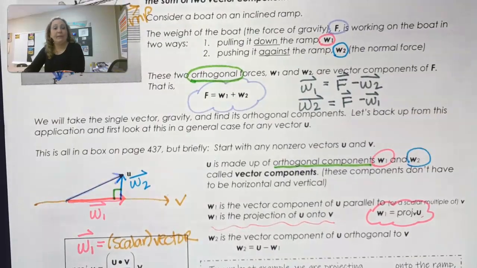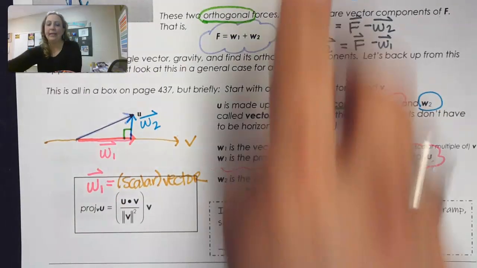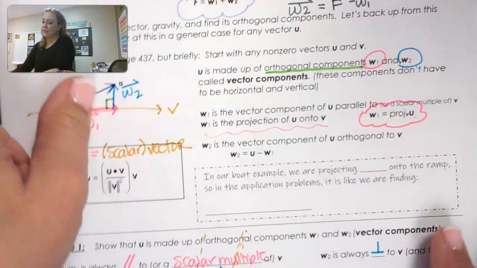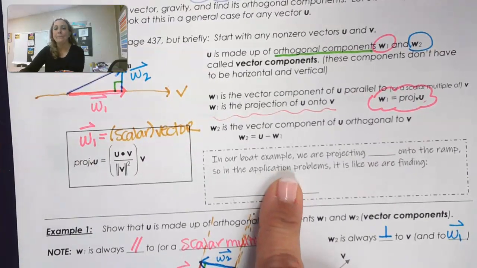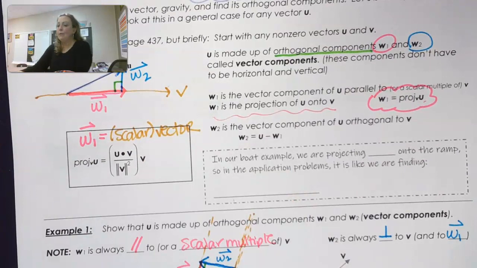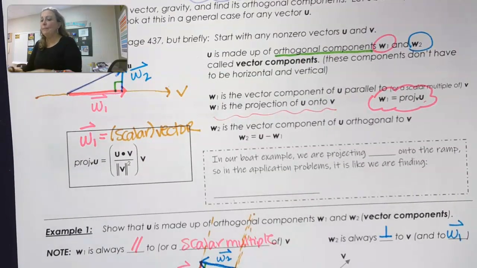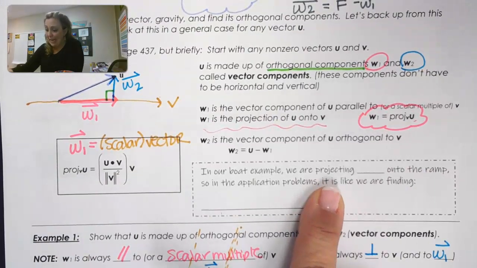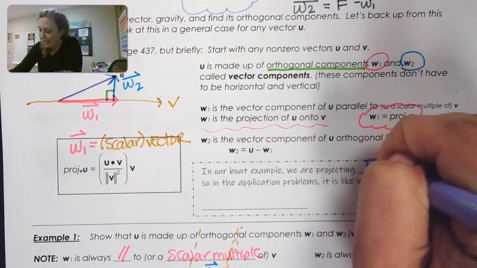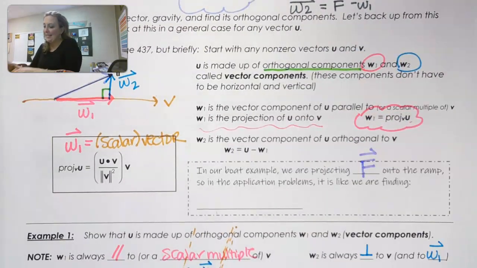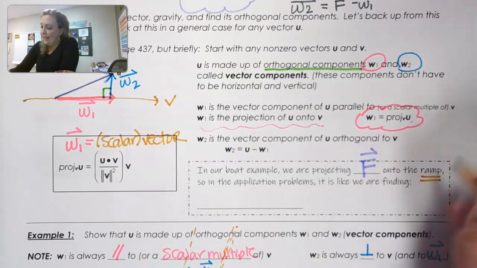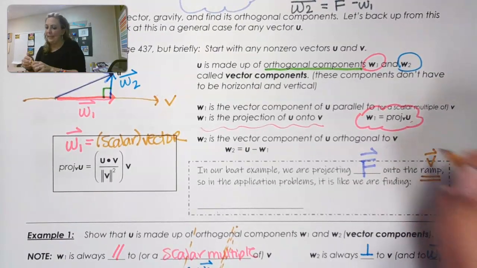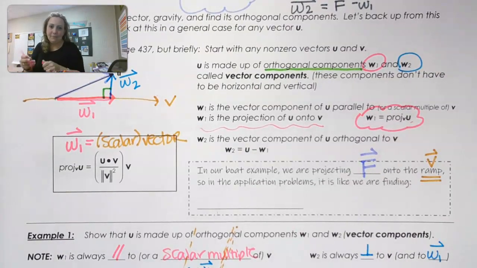So now I want us to talk about how we've used the formula algebraically, but now let's talk about how that's going to work in an application. In this boat example, in the boat that is on this ramp, what we are actually going to do is project the force F onto the ramp. And the ramp is going to be our V.